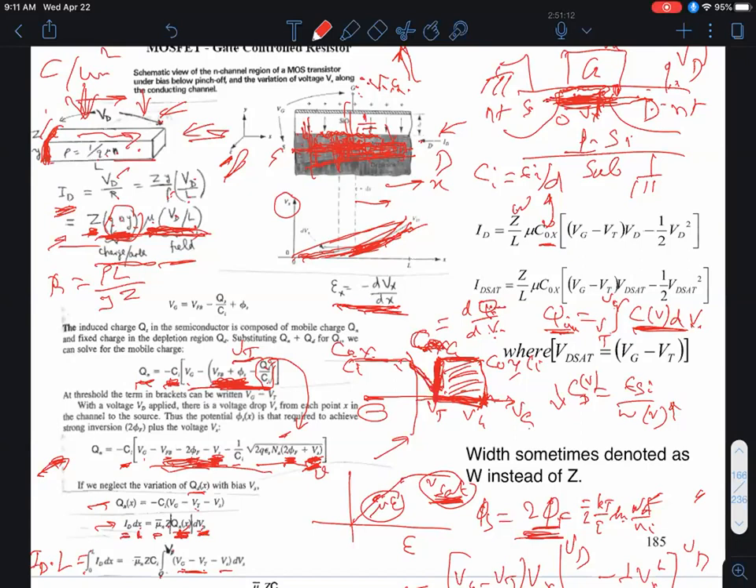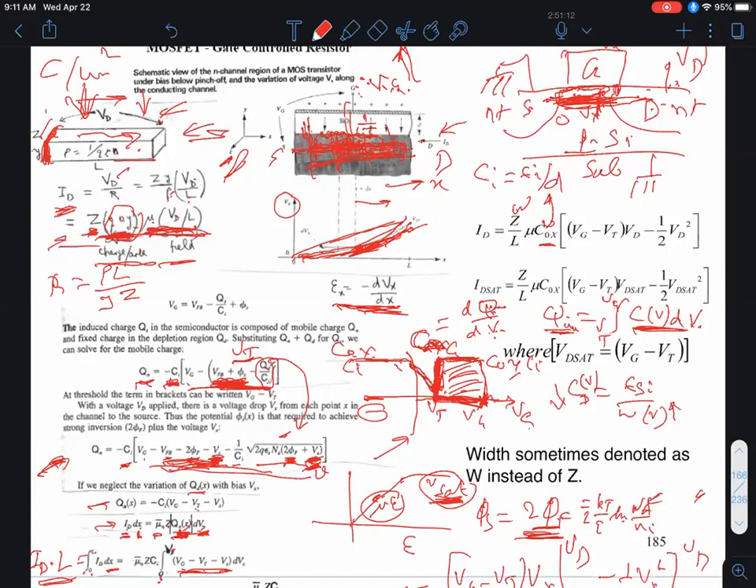And then I integrate on the left-hand side with respect to x between the source, which is 0, and L, which is the length of the channel. Now, since ID is constant, that just works out to ID times L. On the right-hand side, I integrate between 0, which is the source voltage, and Vd. And I have this complicated function over here.